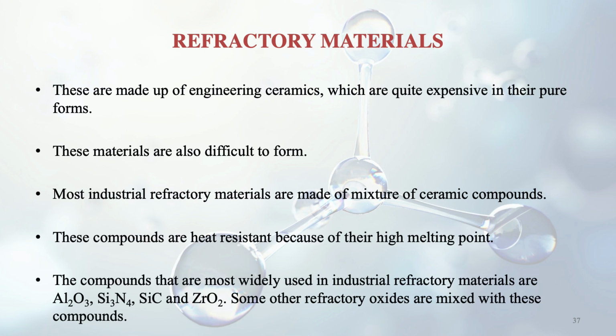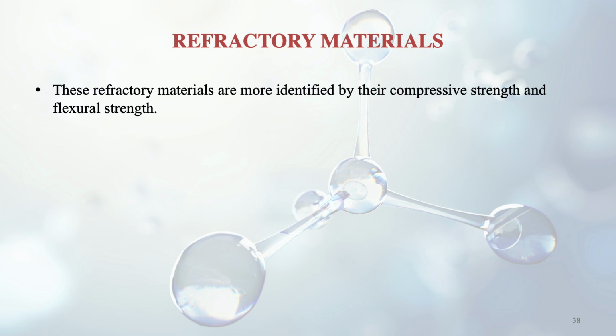The compounds that are most widely used in industrial refractory materials are alumina, Al2O3, silicon nitride, silicon carbide and zirconium oxide. Other refractory oxides are also mixed with these compounds. And how are these refractory materials identified? They are mostly identified by their compressive strength and flexure strength.